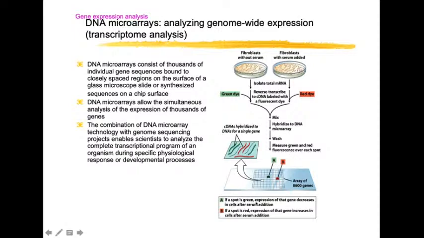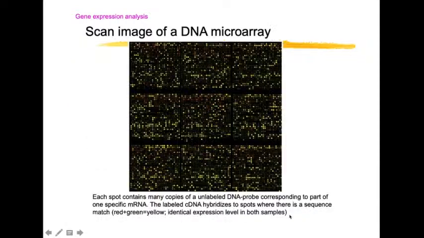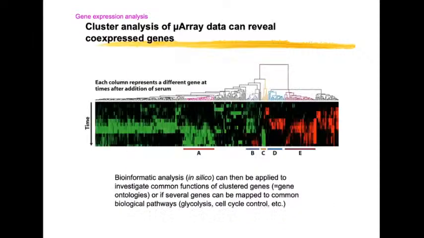If a spot is green, expression of the gene decreases in cells after serum addition. If the spot is red, expression of that gene increases. This is how you see each spot after your DNA microarray: yellow, green, red. Each contains many copies of an unlabeled DNA probe corresponding to part of one specific gene. The labeled complementary DNA hybridizes to spots where there is a sequence match. Red plus green gives you yellow, meaning identical expression level in both samples.